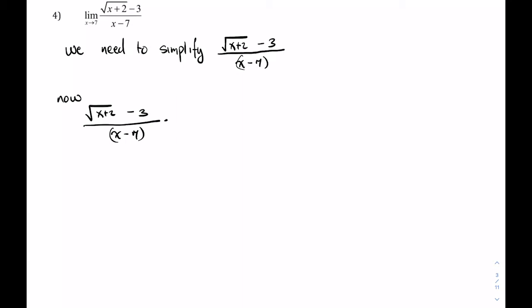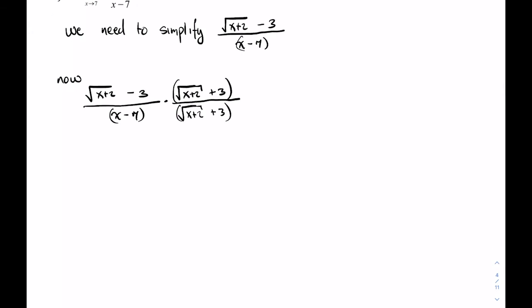Okay, so here this becomes the square root of x plus 2 plus 3 divided by the square root of x plus 2 plus 3. And we realize that when we multiply these two terms in the numerator together, we end up with the difference of two squares.